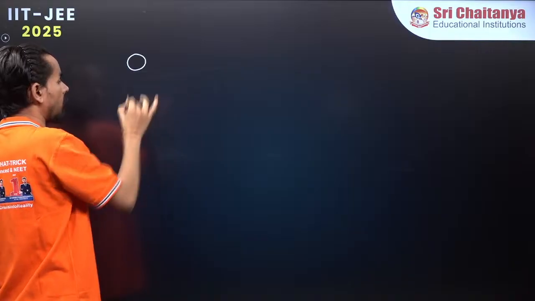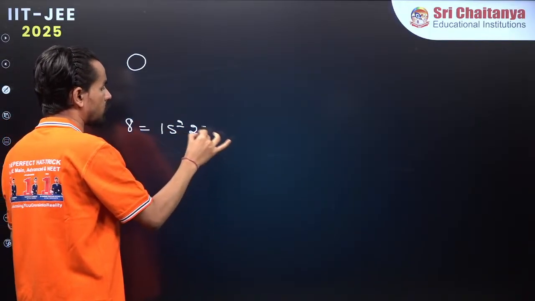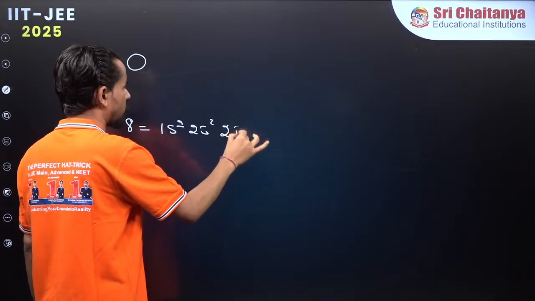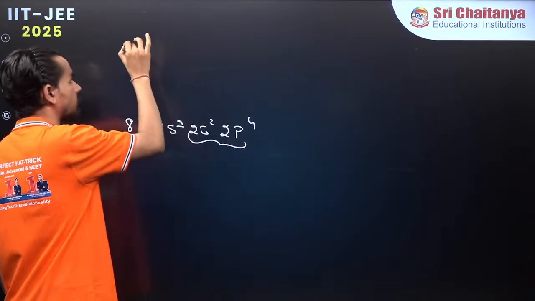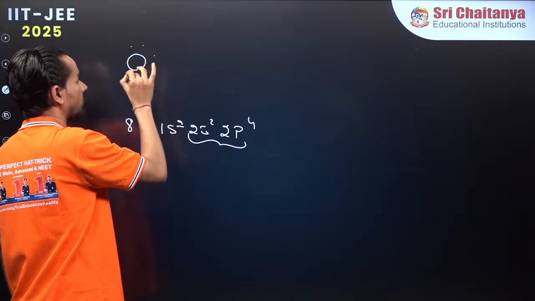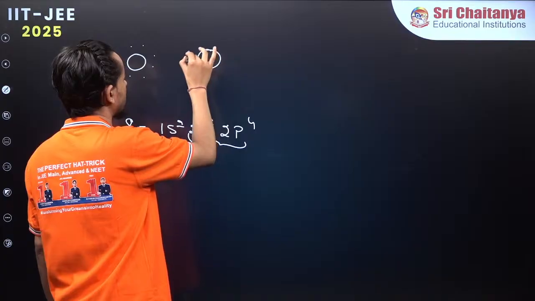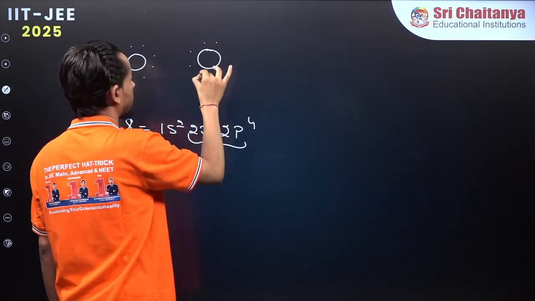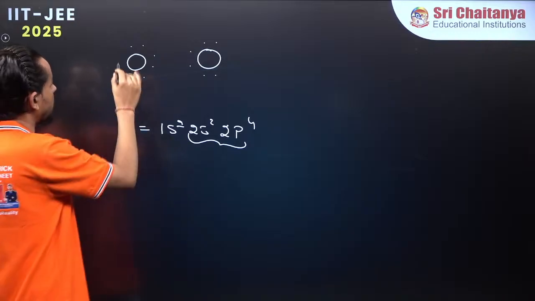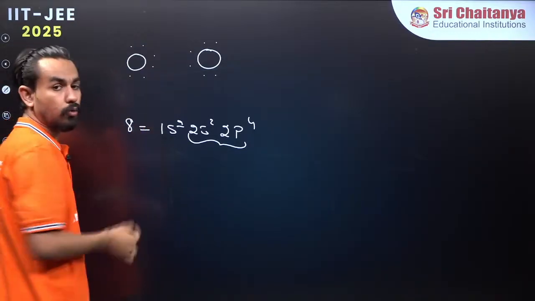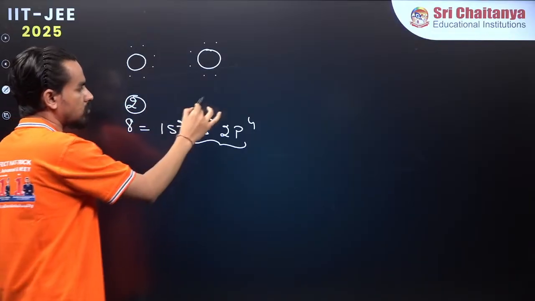Oxygen, atomic number 8, configuration 1s2, 2s2, 2p4. Is it okay? Outermost shell, how many electrons? 6, 1 2 3 4 5 6. Let us say 2 oxygen atoms are there. Now tell me how many electrons this oxygen needs to reach noble gas configuration. I think 2. This also 2.